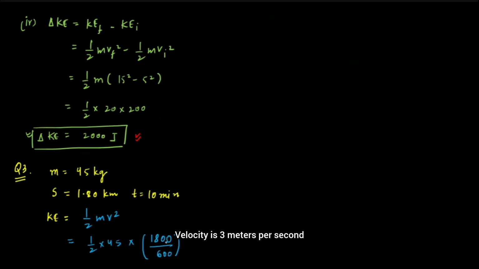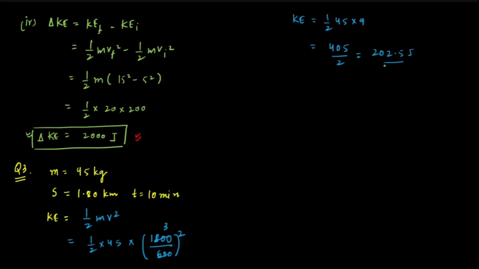Okay, velocity is 3 meters per second, and then you just substitute into the kinetic energy formula. So you simply have to do this. So you'll be getting 202.5 joules. That's it. Okay. All right.